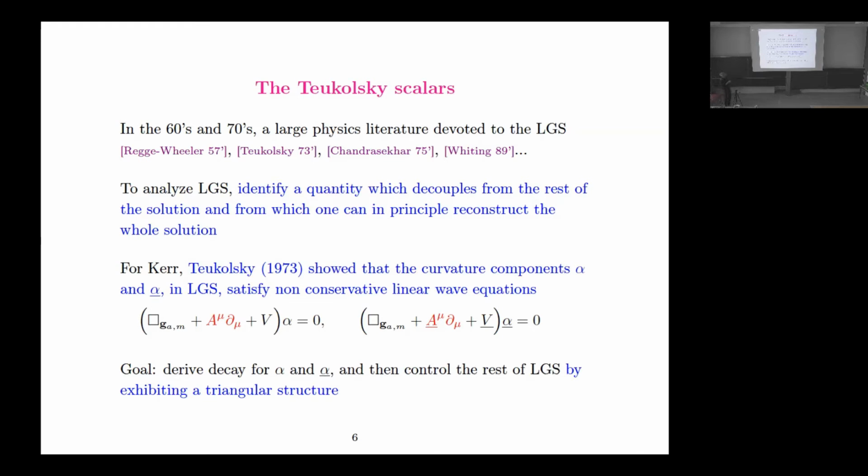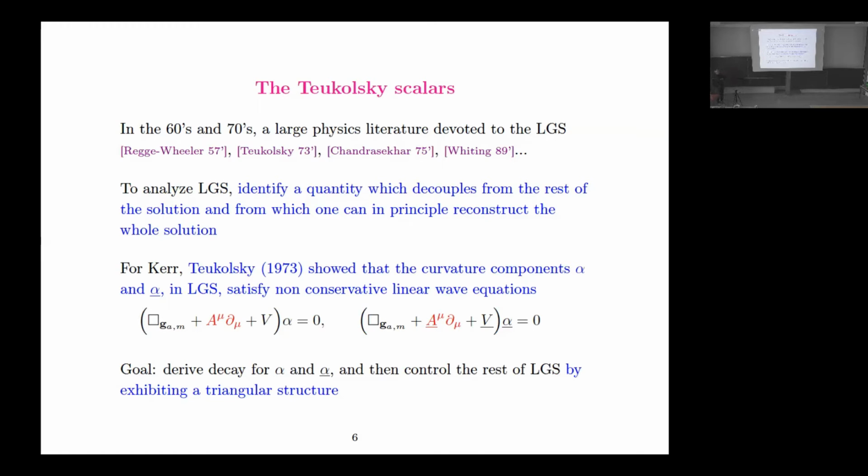So here I said that there is a large literature about this problem in the 60s and 70s, but in fact it started in the 50s and ranged all the way to the 80s. There are lots of names. I'm mentioning the names, in fact, that will pop up again later in the talks: Wheeler, Teukolsky, Chandrasekhar, and Whiting. So what do you want to do?